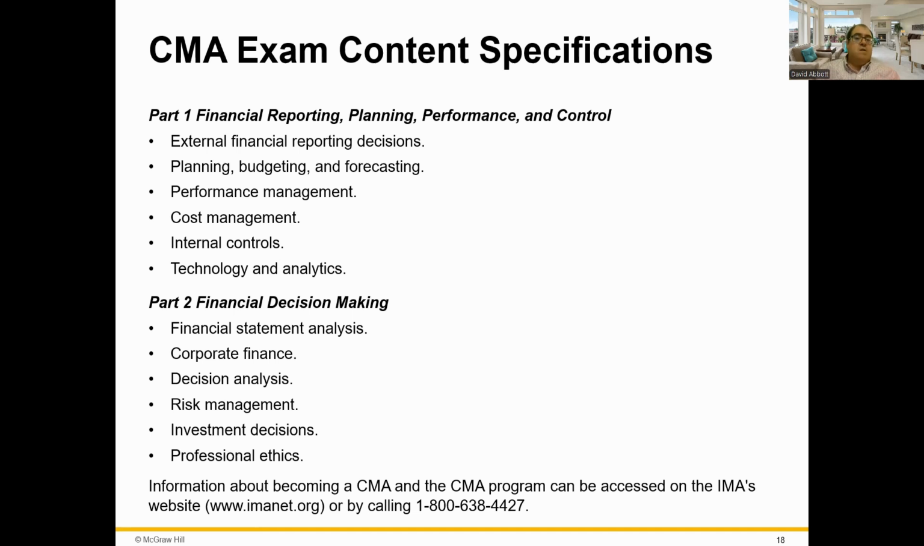Get your CMA certification. There are two parts to the exam, and that's what this slide shows. The CMA focuses on planning, controlling, and decision-making skills that are critically important to non-public accounting employers. It complements the CPA exam, which is the Certified Public Accountant exam, which focuses on rule-based compliance, assurance standards, financial accounting standards, business law, and the tax code. You can find out more information about the CMA program from the IMA's website at imanet.org or by calling the 800 number.